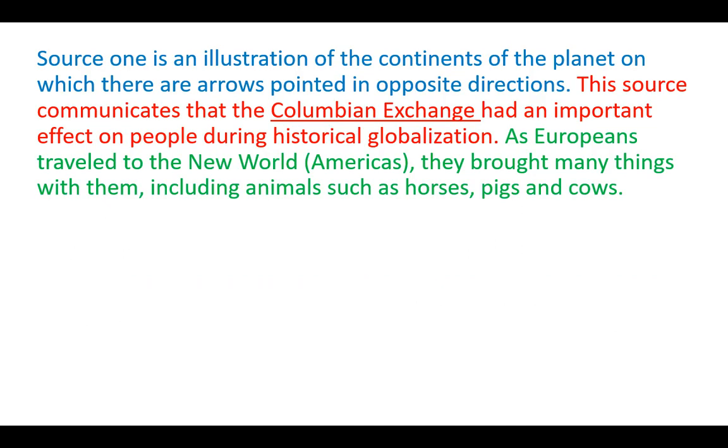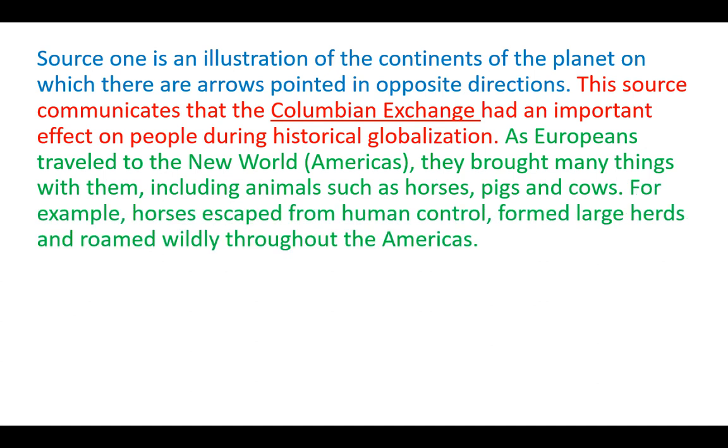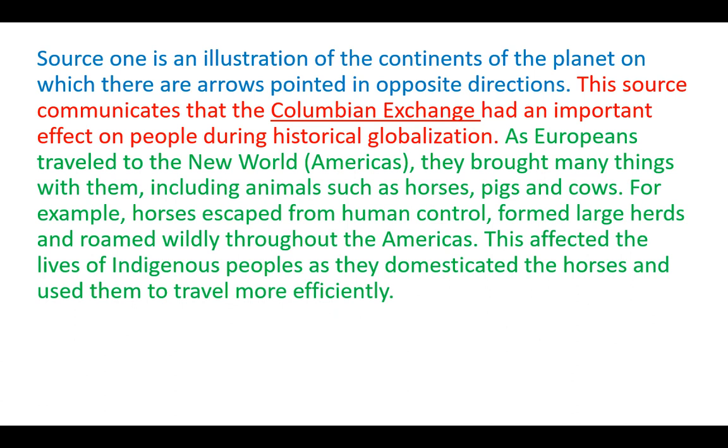So as Europeans traveled to the New World, which was called the Americas, they brought many things with them, including animals such as horses, pigs, and cows. For example, horses escaped from human control, formed large herds, and roamed wildly throughout the Americas. This affected the lives of indigenous peoples, as they domesticated the horses and used them to travel more efficiently.